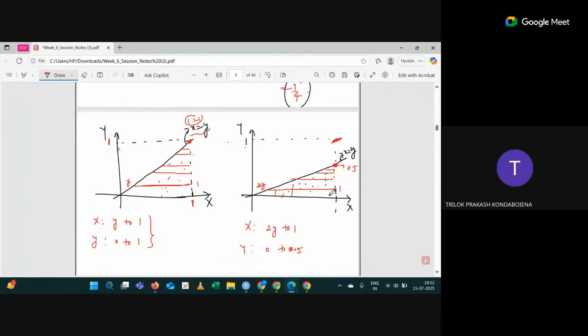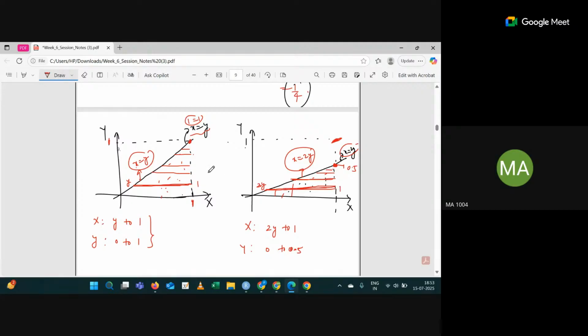The question is why x goes from 2y to 1. This line is the x equal to 2y line, right? So what is the value of x here? 2y. Just see, this line is going from here to here. What is the limit of x here? Y to 1, because this line is x equal to y. The value of x is y. This line is x equal to 2y. So the limit is 2y to 1.